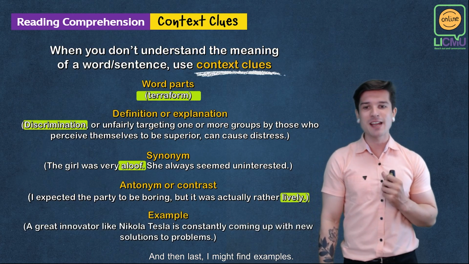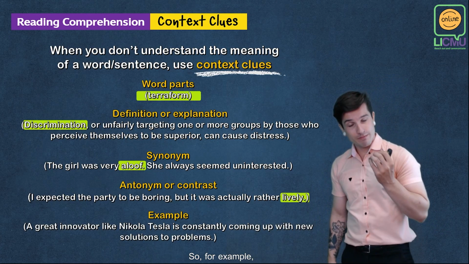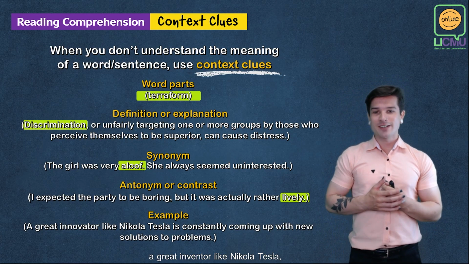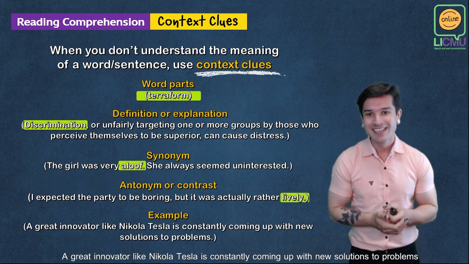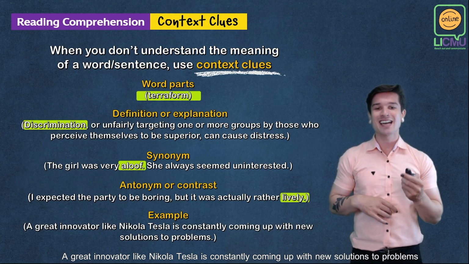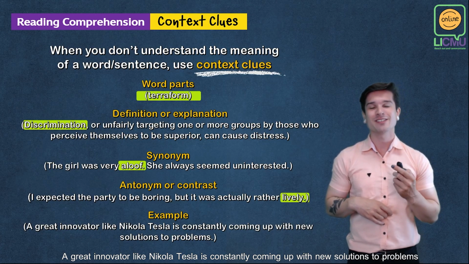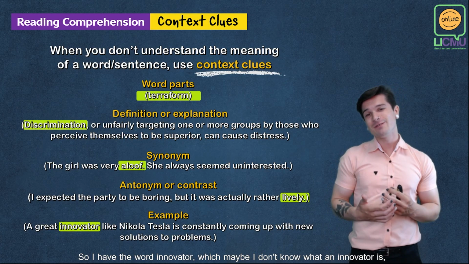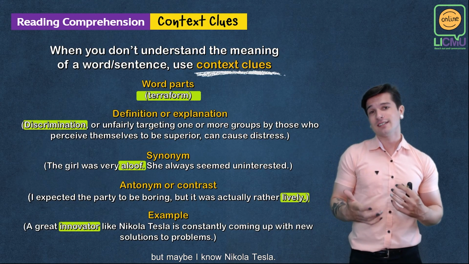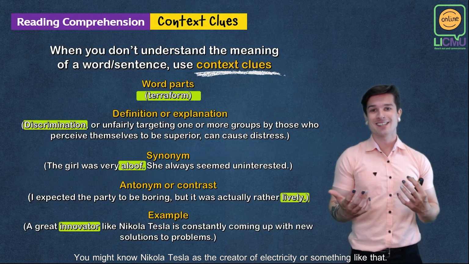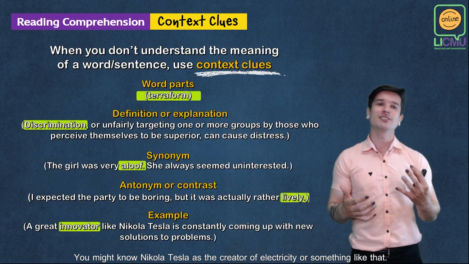And then last, I might find examples. So, for example, a great innovator like Nikola Tesla is constantly coming up with new solutions to problems. So I have the word innovator, which maybe I don't know what an innovator is, but maybe I know Nikola Tesla. You might know Nikola Tesla as like the creator of electricity or something like that.